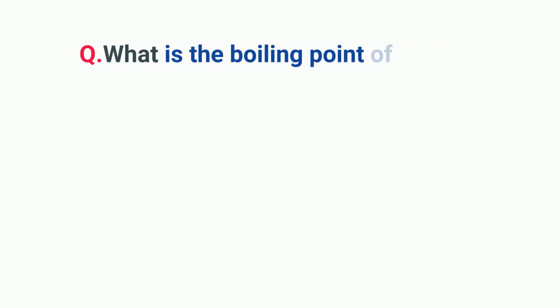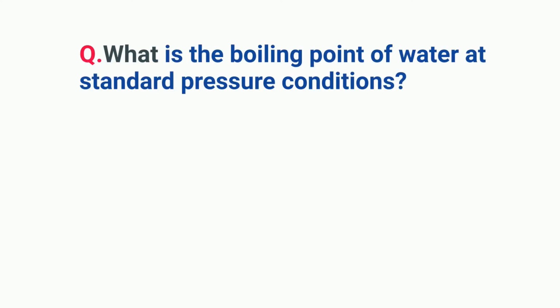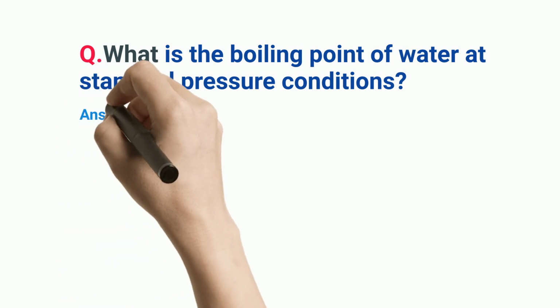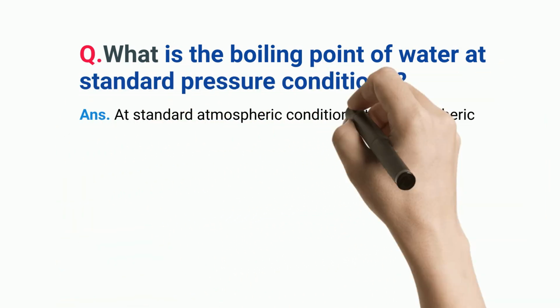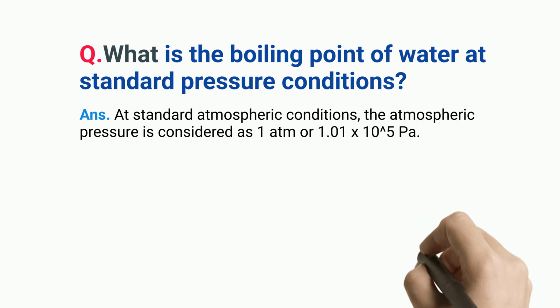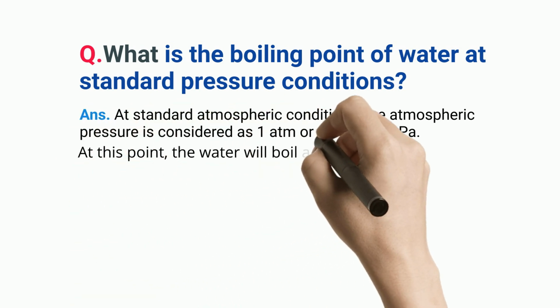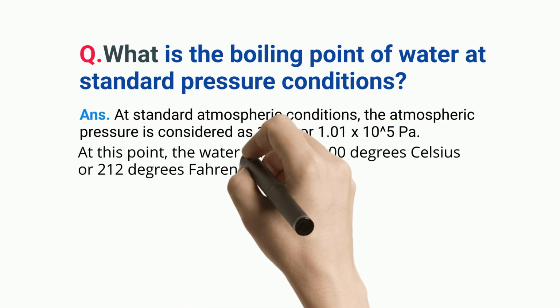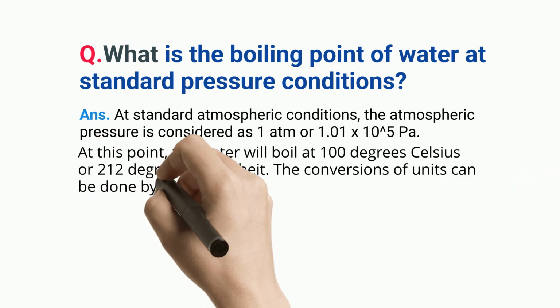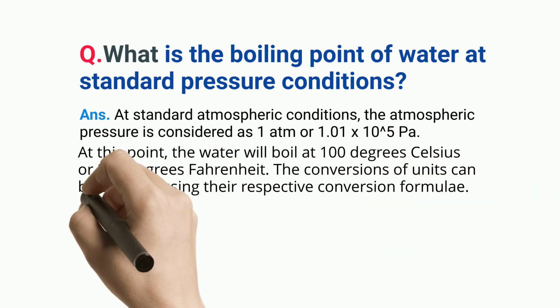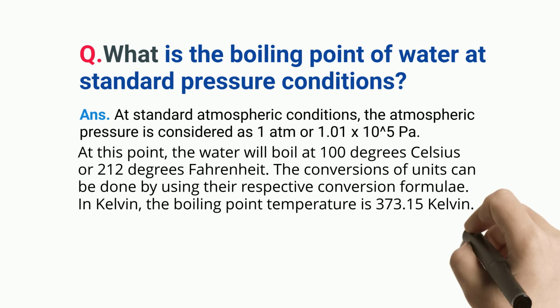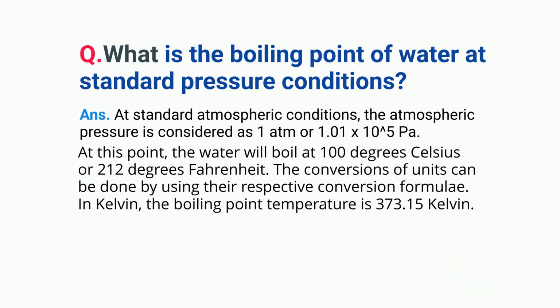What is the boiling point of water at standard pressure conditions? At standard atmospheric conditions, the atmospheric pressure is considered as 1 atm or 1.01 times 10 to the power of 5 Pa. At this point, the water will boil at 100 degrees Celsius or 212 degrees Fahrenheit. The conversions of units can be done by using their respective conversion formulae. In Kelvin, the boiling point temperature is 373.15 Kelvin.